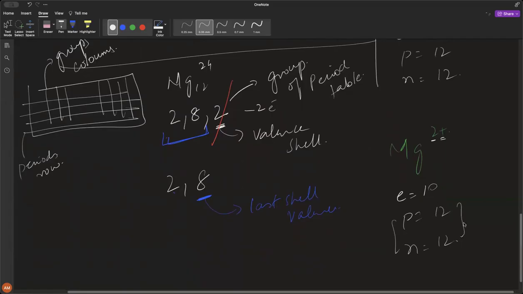Why do protons and neutrons never get affected? Because they never move, they always stay constant for an atom. Yes, when there are isotopes, then the number of neutrons can change. It is only the electrons which are the moving particles which are going and coming, going and coming.